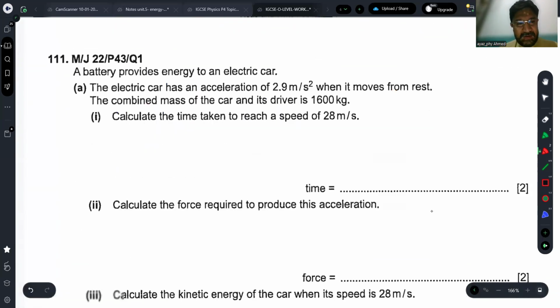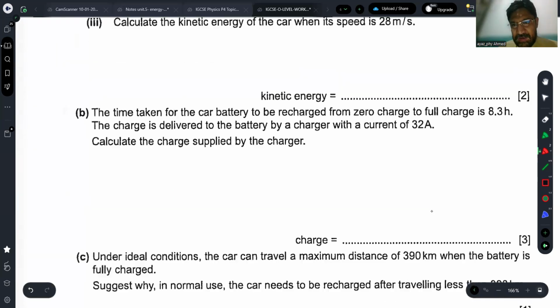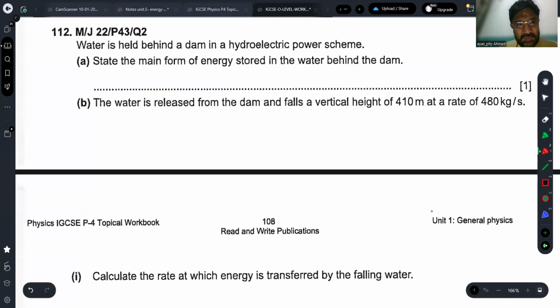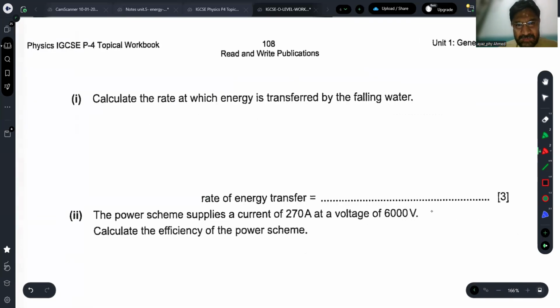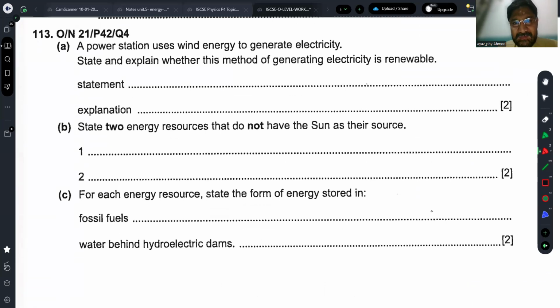Okay, the next question is again related to the battery. So battery provides energy of the electrical car. So it is the same question. I'm going to just skip it. I will solve another question which is a bit different. Okay, so let's say this is again, the power station uses wind energy to generate electricity.